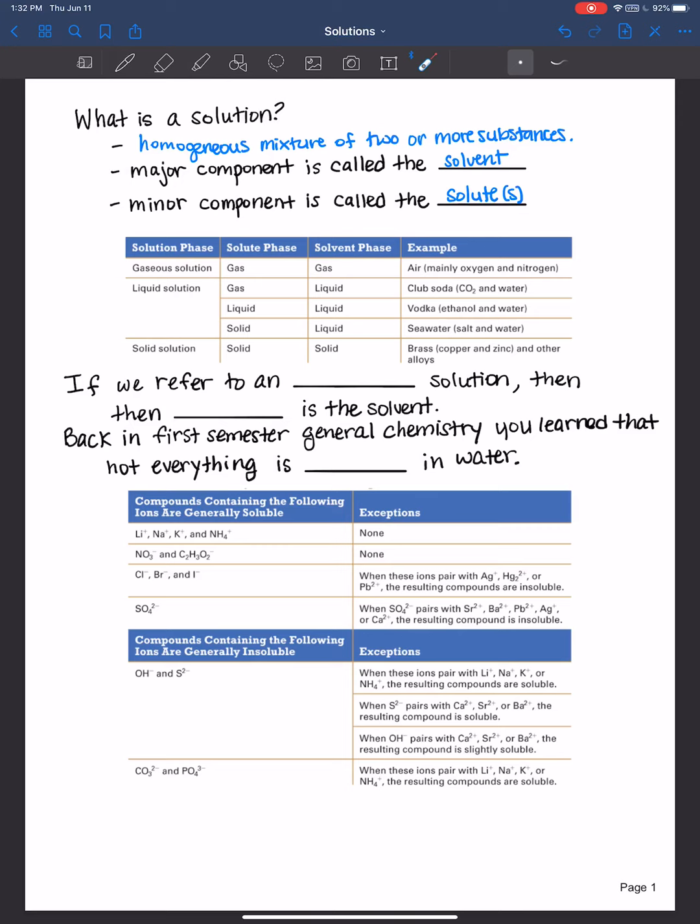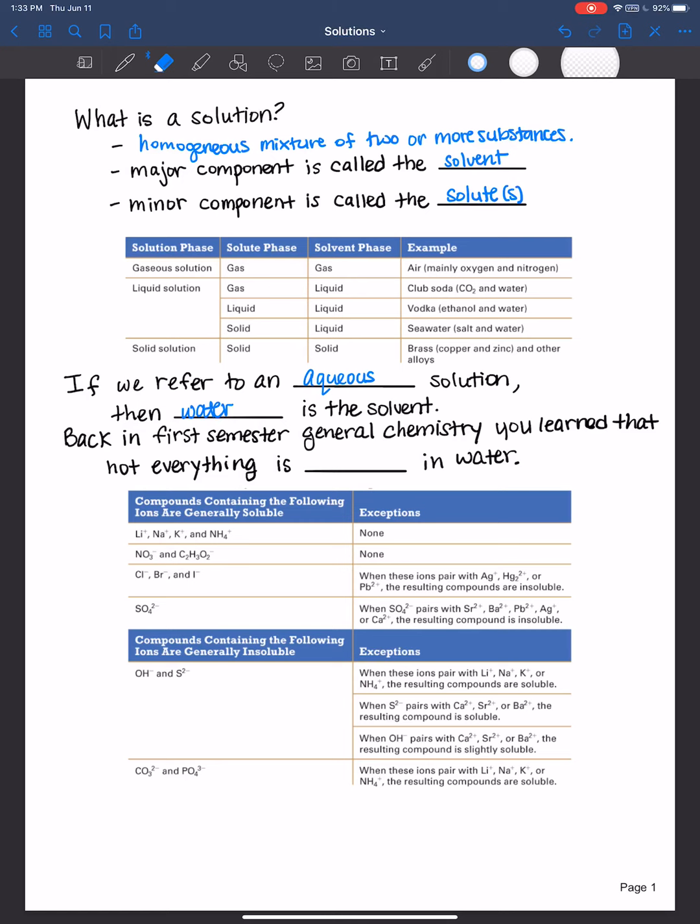So just to summarize, the solute is just the minor component dissolved in the solvent, which is the major component. So it's just all about the amounts. And as you can see here, especially in my course, water generally is the solvent that we use. And so when we refer to something that's called an aqueous solution, I want you to remember that water is the solvent, right?